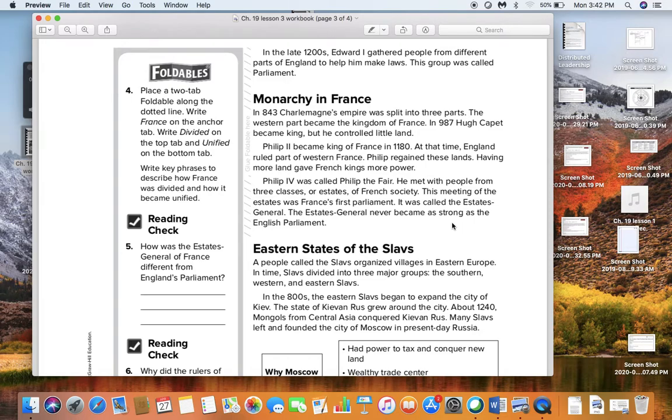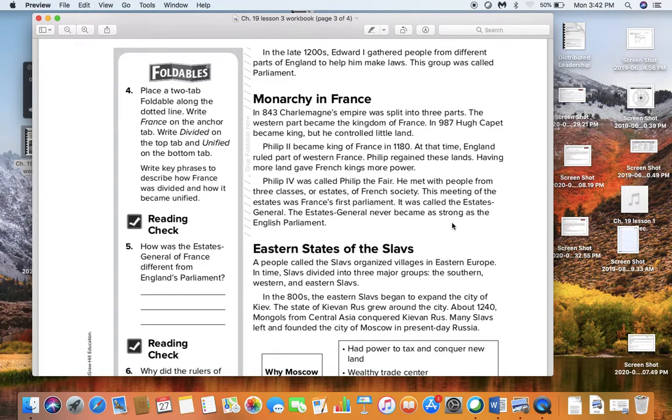Philip IV was called Philip the Fair. He met with people from 3 classes, or estates, of French society. This meeting of the estates was France's first parliament. It was called the Estates General. The Estates General never became as strong as the English Parliament.